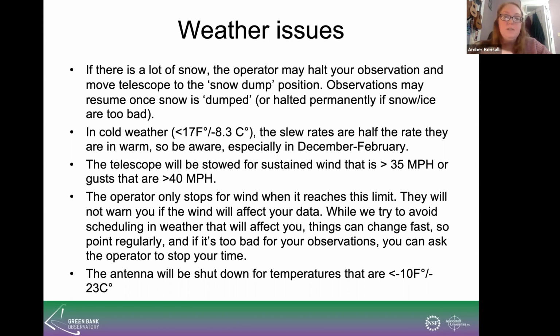And the operator will try to possibly track the sun and stuff to see if they can get things. Well, I guess that's more so for snow dump and stuff like that. But yeah, if it gets too cold, then we do actually have to stop altogether.